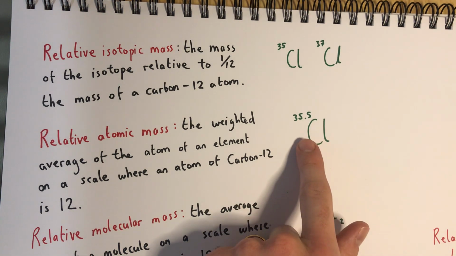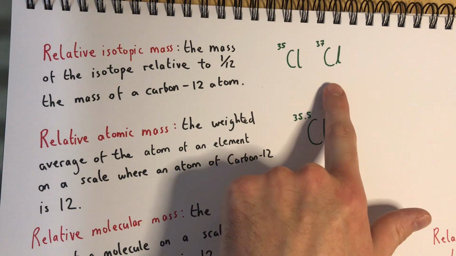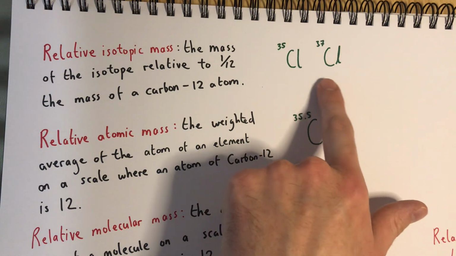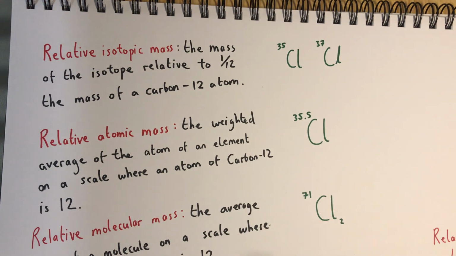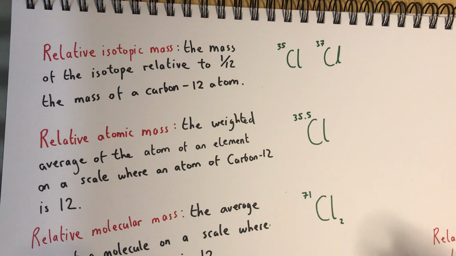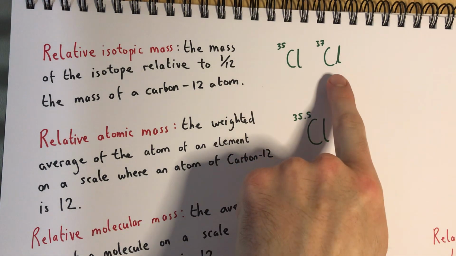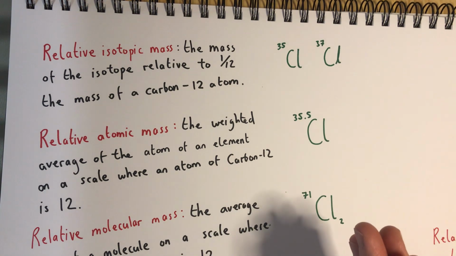When we say weighted average, as an example, we've got chlorine-35 and chlorine-37. Looking at it at first glance, we might think, well, the average of 35 and 37, halfway between, is 36, okay? But we don't use 36 as our average because that's not a weighted average. There are more chlorine-35s than chlorine-37s, okay? Approximately 75% of all chlorine is 35 and 25% is chlorine-37. So it wouldn't be right to have a value exactly halfway between the two.